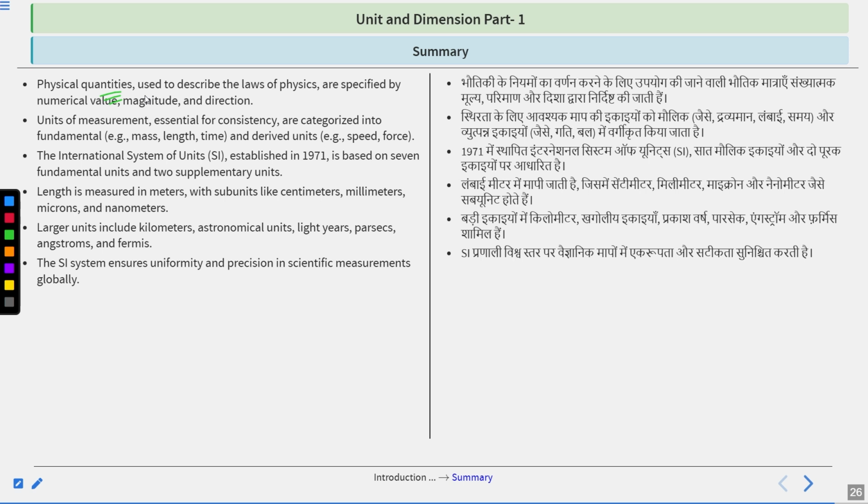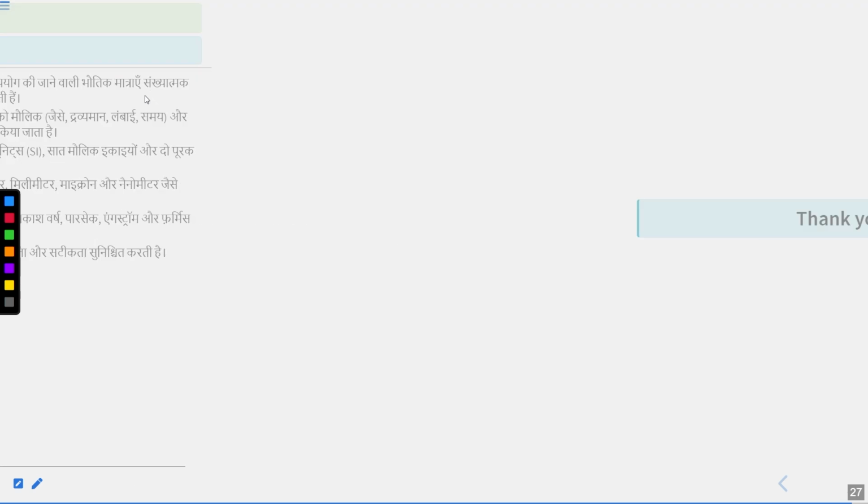Then we talked about the physical quantities used to describe the laws of physics, specified by numerical value, magnitude, and direction. Units of measurement, the international system of units: length is measured in meters. Larger units include kilometers, astronomical units, light years, parsecs, angstrom, and fermis. And the SI units ensure uniformity and precision in scientific measurements globally.